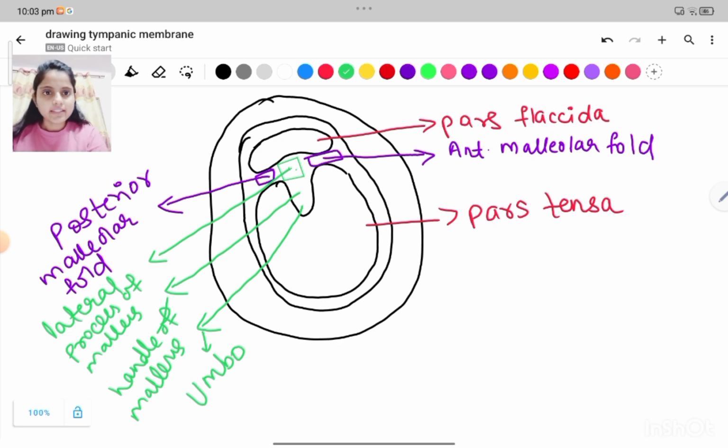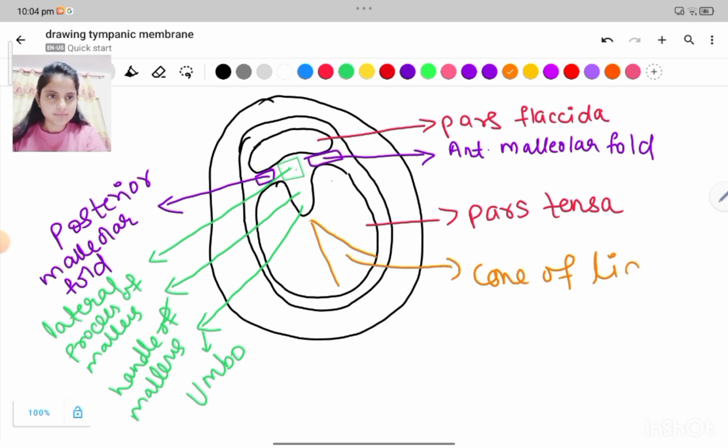This is the anterior side. So this is the anterior superior quadrant. This is the anterior inferior quadrant. In the anterior inferior quadrant, there is the cone of light. This is the annulus.